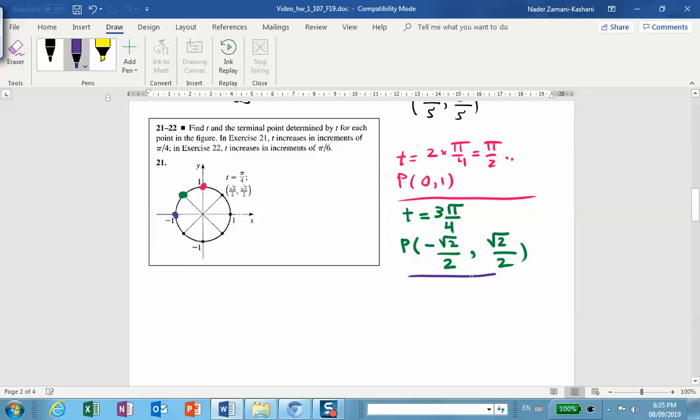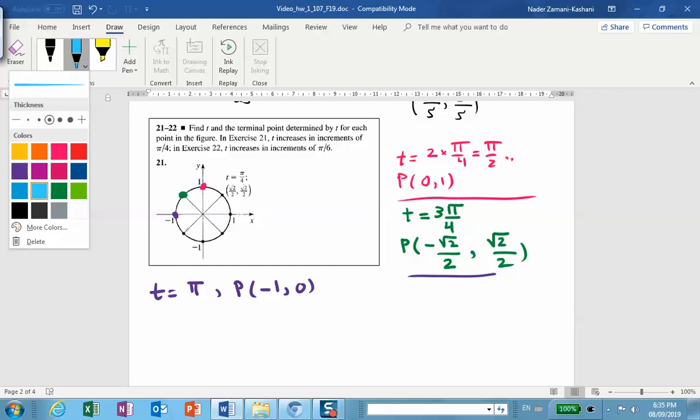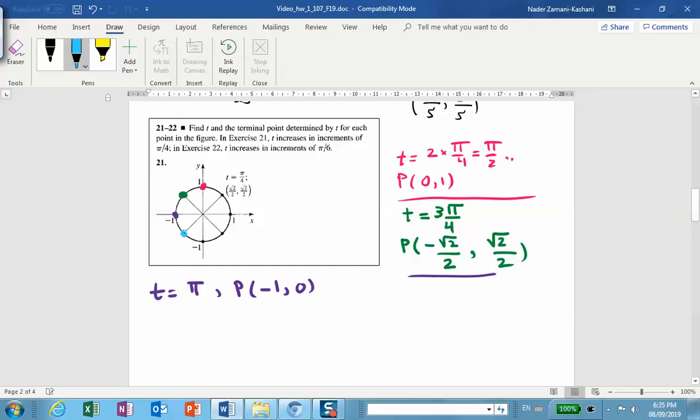The value of t, start here, t is equal to pi, and obviously the terminal point is minus 1 and 0. Let's try this blue one. Okay, the value of t is equal to pi plus pi over 4, 5 pi over 4, and the terminal point is, well, the x of it is still minus root 2 over 2, and the y is also minus root 2 over 2.